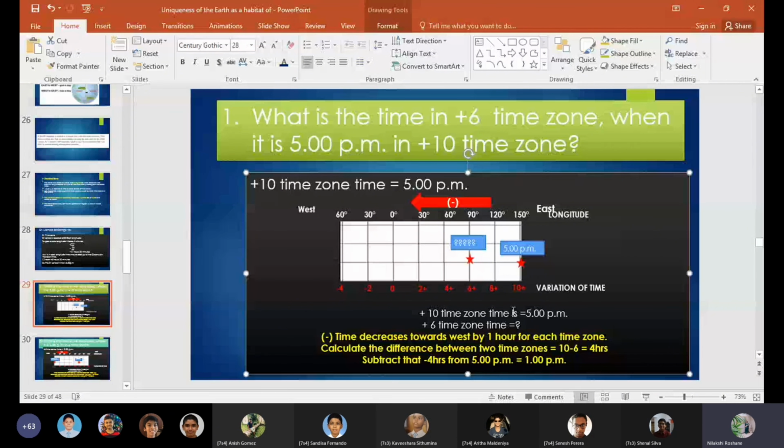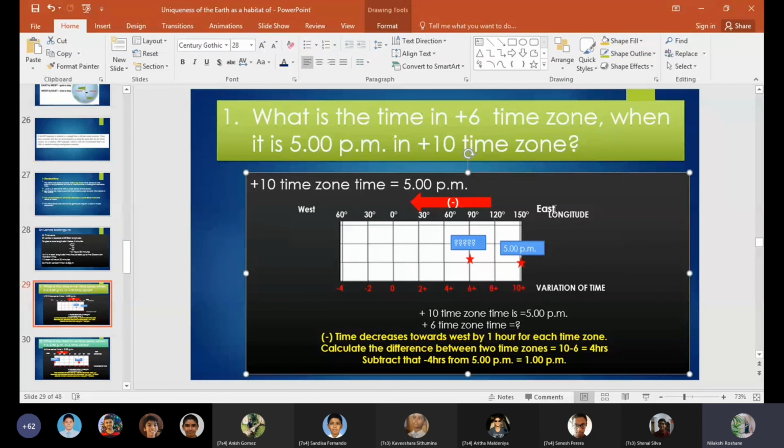You know the time in the plus 10 time zone is 5 p.m. So subtract that 4 hours from 5 p.m. and you get the answer as 1 p.m. That is the time for the plus 6 time zone. That's how you do the maths. First identify which direction you travel. It is east towards west. Because of that, we subtract the 4 hours from 5 p.m. So the answer is 1 p.m.